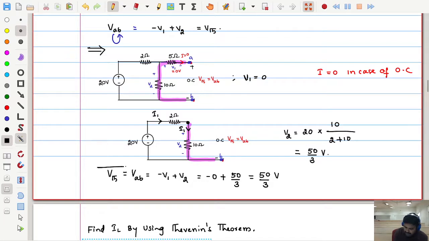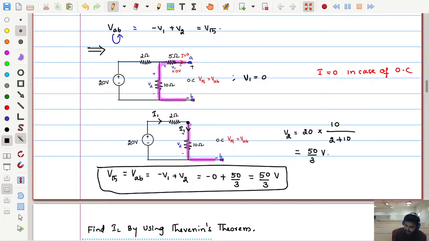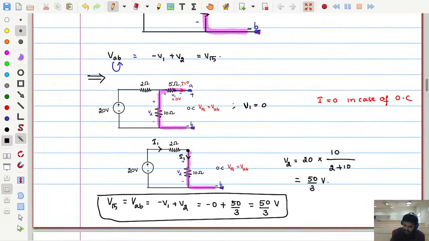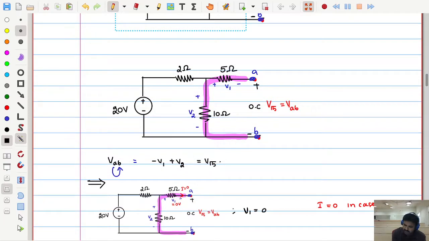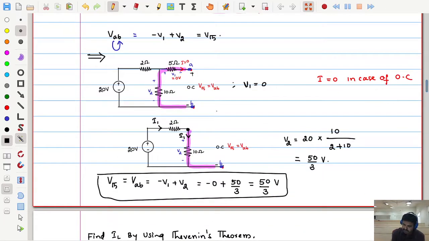Whenever we see this kind of 5 ohm branch, from next time onwards I won't make so many diagrams. I will say directly VAB is V2. Then to get V2, I will write here itself: VAB is equal to 20 into the branch resistance whichever voltage I need, divided by 10 plus 2. In this way, in a single step with one diagram, I will not explain all these things. You should understand this entire information.